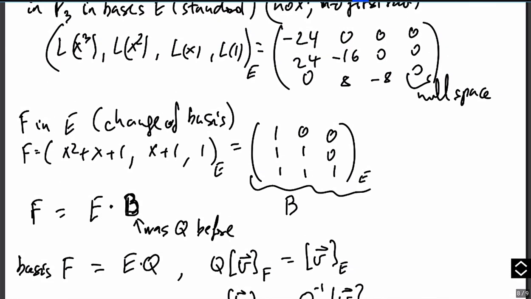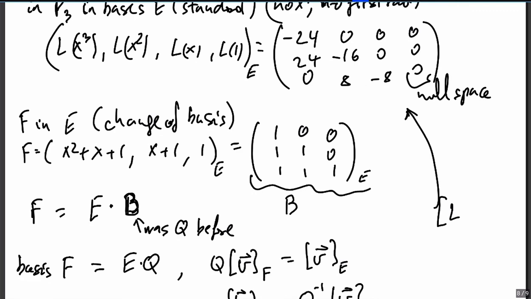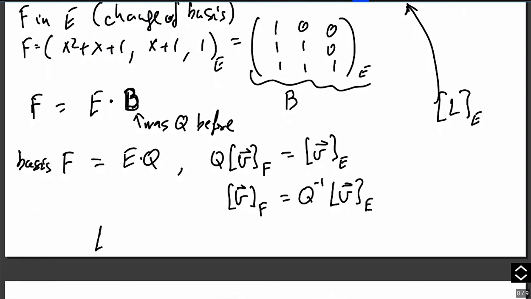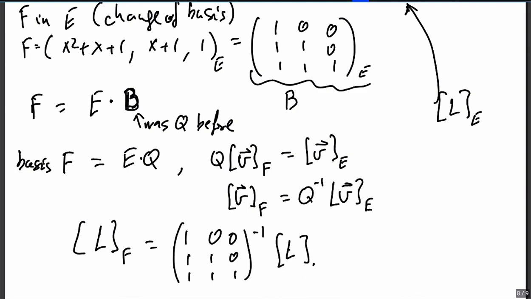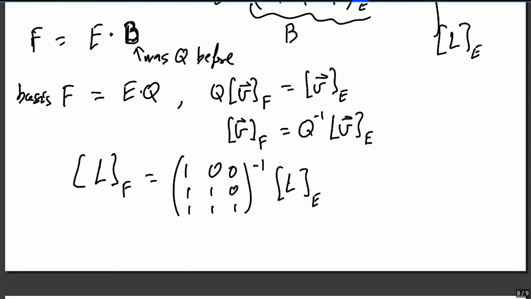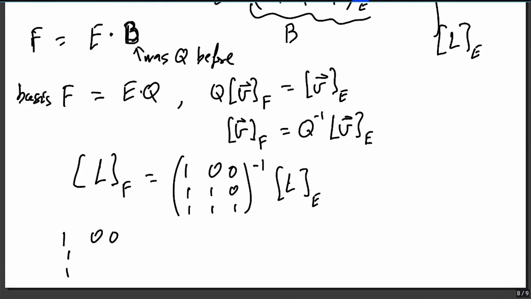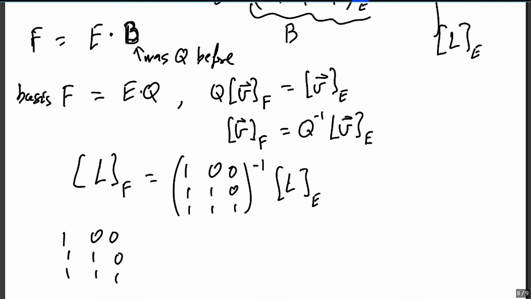Since what we had here is the matrix of the transformation in E, that means that to get the matrix of the transformation in the basis F, we have to multiply with the inverse of this matrix the representation of the transformation in the E basis. Inverting this 1 0 0, 1 1 1, 0 1 1 matrix is not that difficult. It's actually nice to practice this.